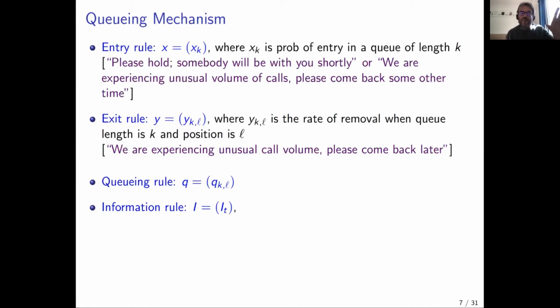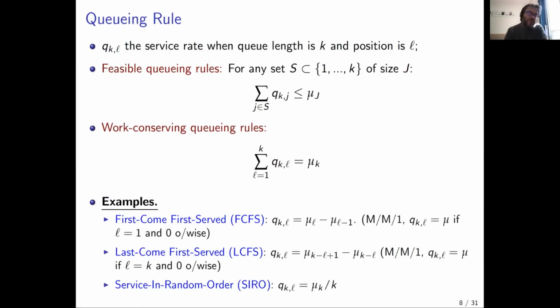So I've defined this entry rule and this exit rule. Now I need to define the two additional instruments that are very important for us. One is the queuing rule, and the other one is the information rule. And the queuing rule is going to tell you, upon service occurring, who is going to be the guy in the queue who's going to get served. Let me describe the queuing rule and the space of queuing rules that we allow in this paper. So QKL is going to be the rate at which an agent in position L is going to be served when the queue length is k.